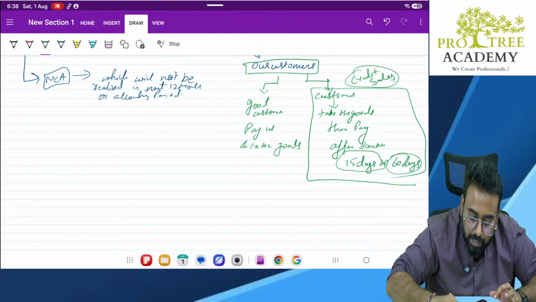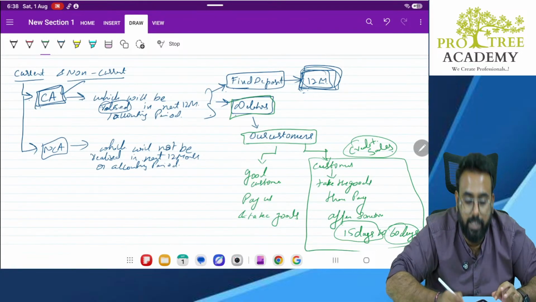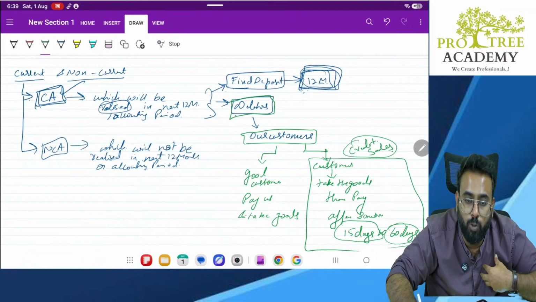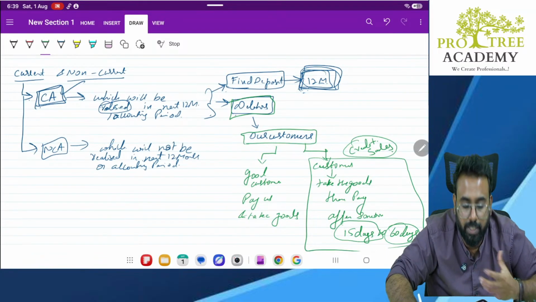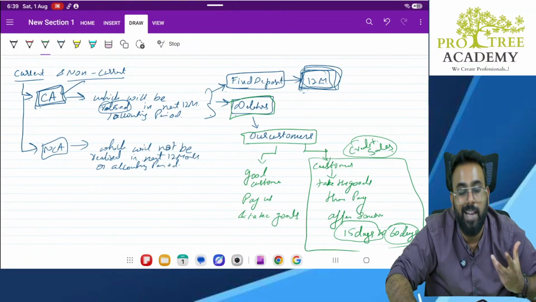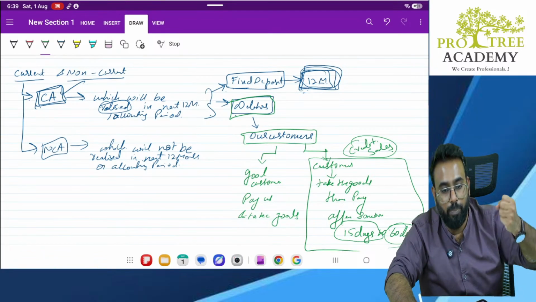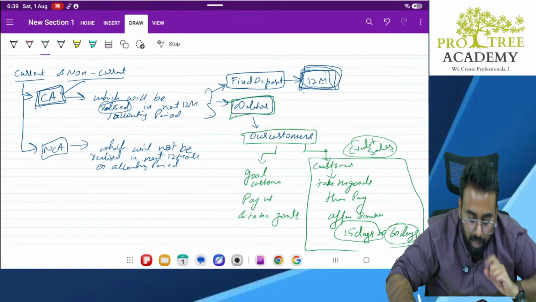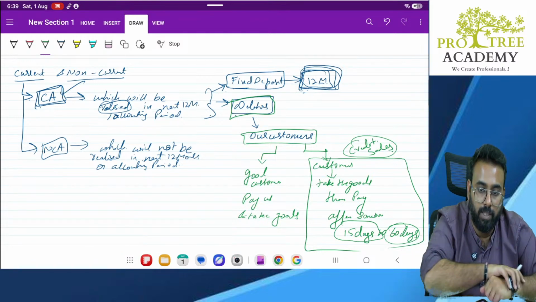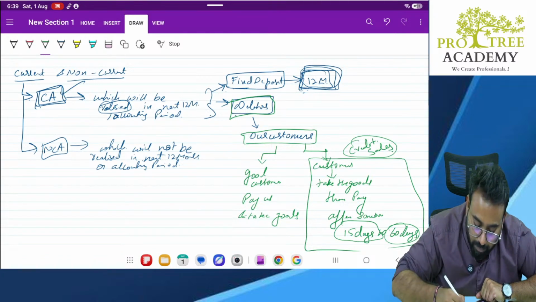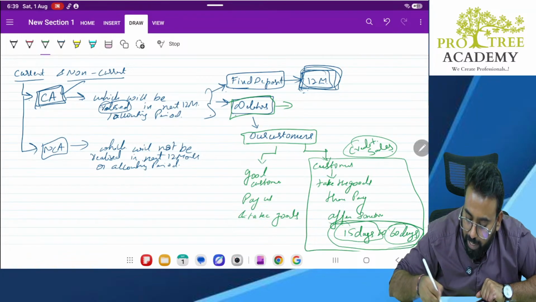This type of customers are called debtors. Debtors are the customers who have taken goods or services from us, but they have taken it on credit. So that means money is yet to be received from them. Clear? Yes, sir. Now, these debtors, as I told you, when will you realize?